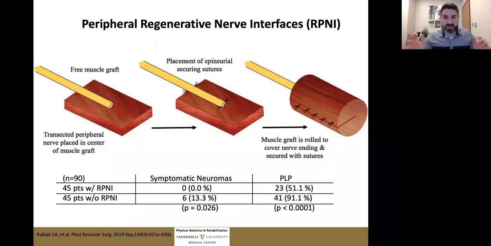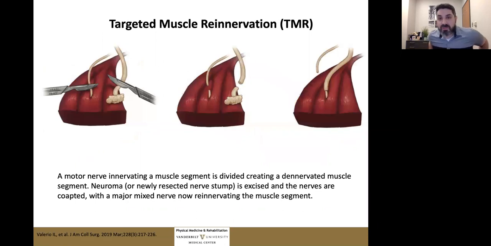So here are 45 patients with RPNI and 45 without, with symptomatic neuromas and phantom limb pain. A very statistically significant reduction. The people who didn't get it developed neuromas. And again, you ask, over what monitoring period? This is important. Here's the other thing you're going to hear a whole lot about, because a lot of surgeons are starting to do these techniques.